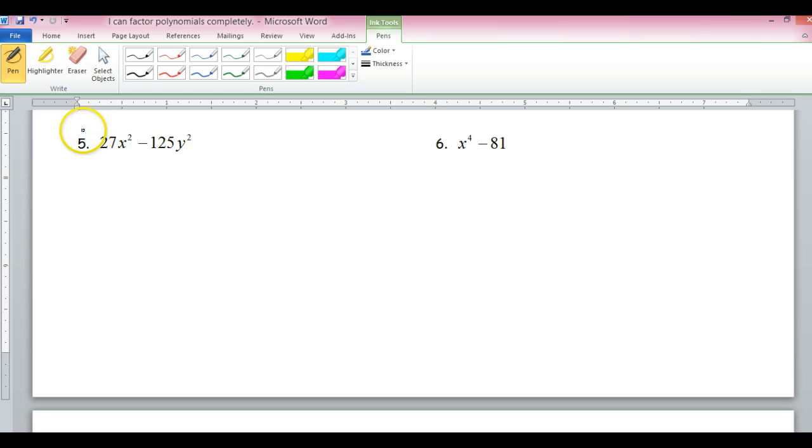Number 5. Generally, anytime I have two terms, one term here and one term here, linked by subtraction, I know I have a difference of two squares. But right away, you should notice that 27 is not a perfect square and 125 is not a perfect square. So what do we have to start out with?